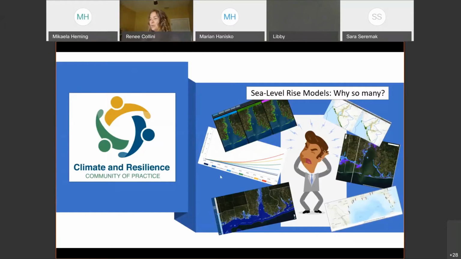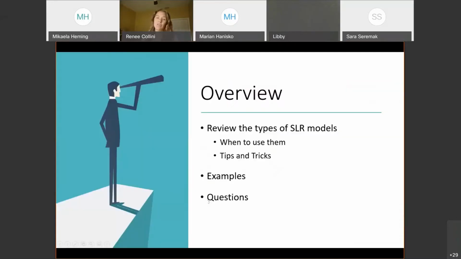Okay. So yeah, I'm here today, as Marion said, to talk about why there are so many sea level rise models. To give you a sense of where we're headed, first I'm going to do a review of the types of sea level rise models that are out there. And while I'm doing that, I'm going to talk a little bit about when to use them or how it makes sense to use them, and then some tips and tricks as we go along the way to make that a little easier. Then I'm going to pull up some examples of common models that I think people have seen, or tools that people have seen, and talk about the kind of models that are in them, just as examples. And I'm going to keep saying this, but that list is not exhaustive at all. None of this is exhaustive.